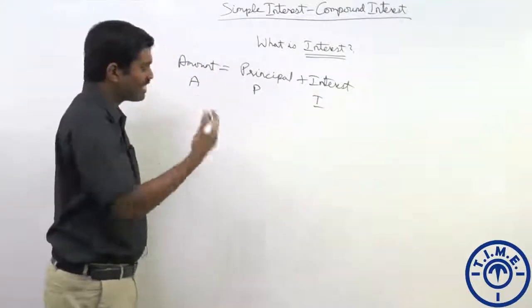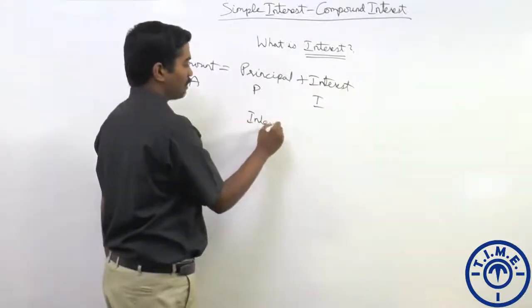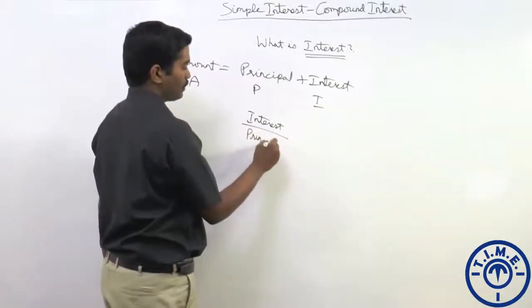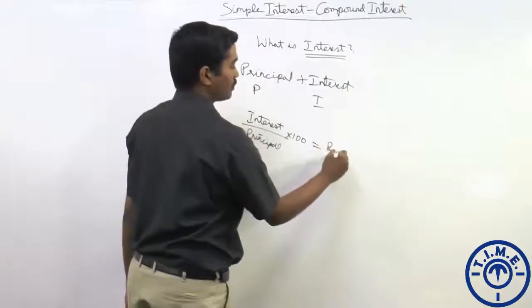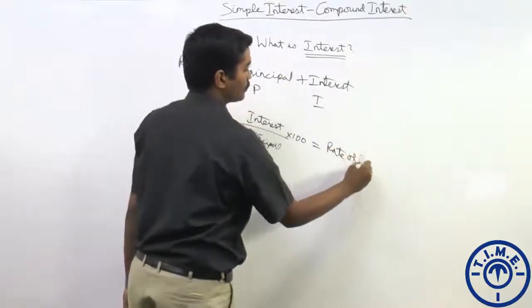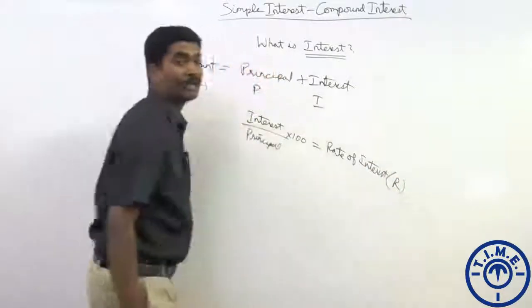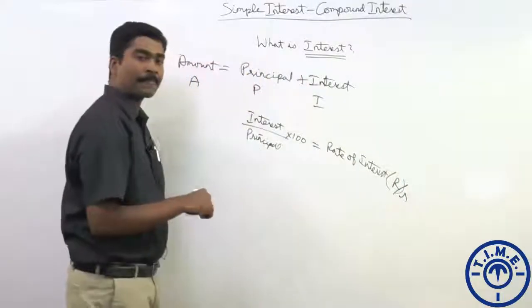Now, so how is interest calculated? Interest is usually calculated as a percentage of the principal. So interest by principal into 100 is referred to as the rate of interest. Rate of interest, which is usually referred to by capital R or in some cases even small r, right.